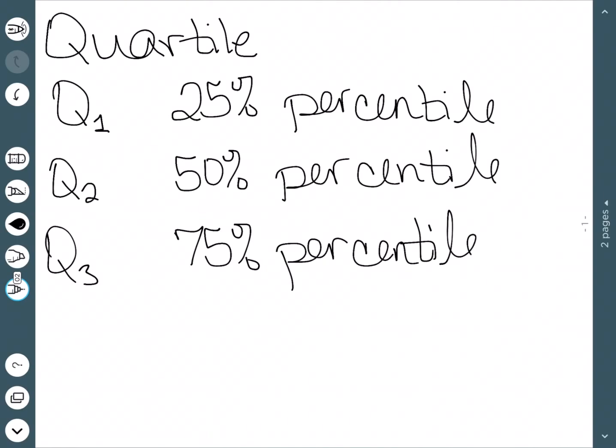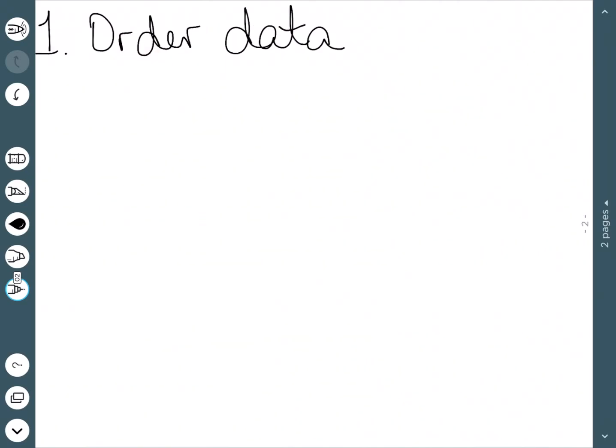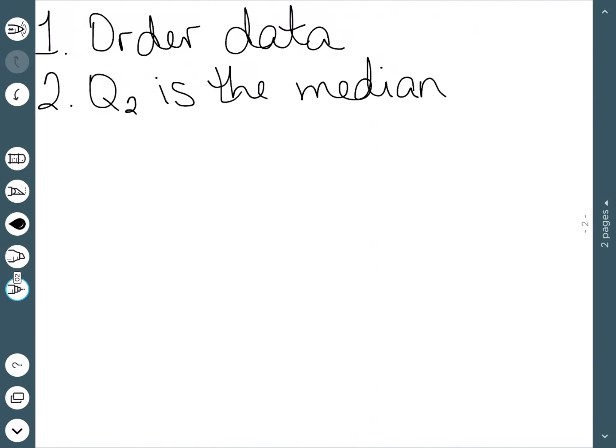So now that we have a basic idea of what they are, let's talk about how to find them. Like with many things in statistics, the first step is to order the data. We want it in order from smallest to largest. Our Q2, the 50th percentile, is just the median. So our second step is to just find the median.